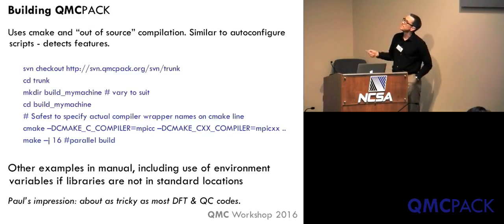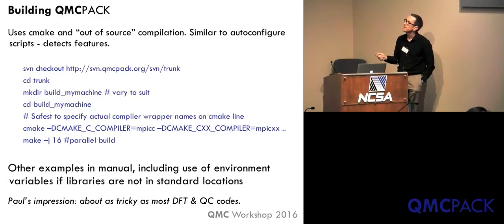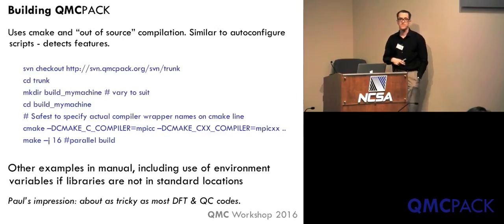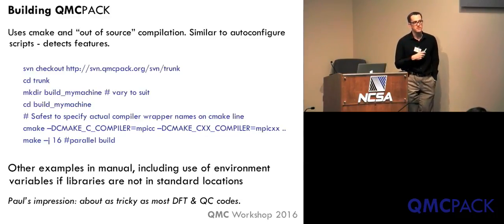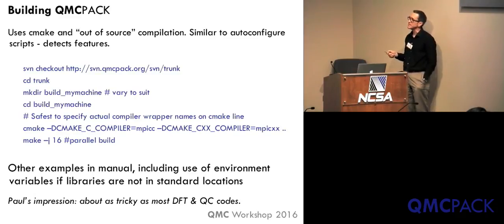What does it look like? Well, here I'm going to give an example. I'm going to check out the source code. We have to get into the source code. We're going to make a build directory. And then we're going to run CMake. CMake does so-called out-of-source compilation, so you can have multiple builds sitting alongside the source files. And this is actually how I normally build the code.